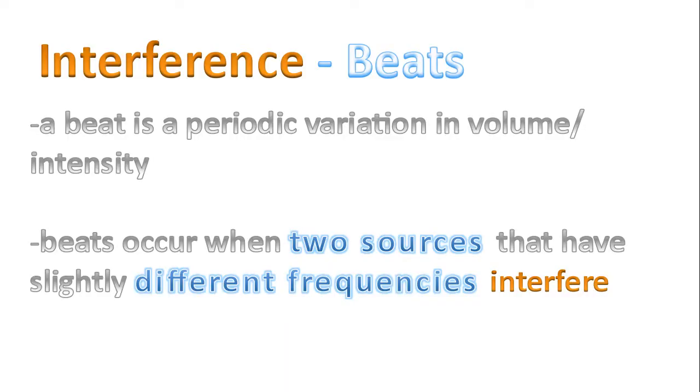What we just heard were beats. A beat is a periodic variation in volume or intensity. Beats occur when two sources that have slightly different frequencies interfere. So the key to understanding beats today is interference.